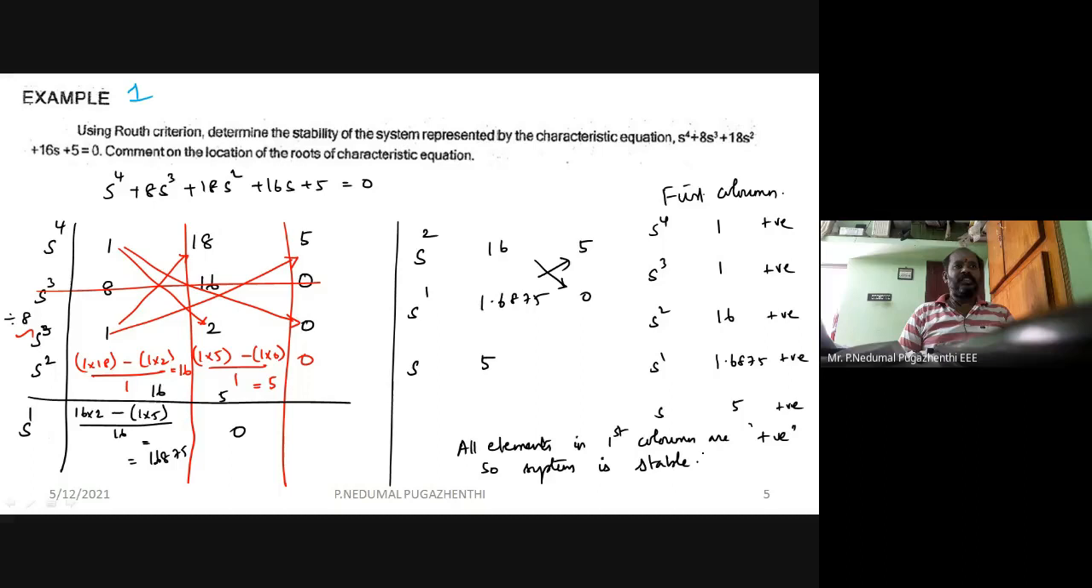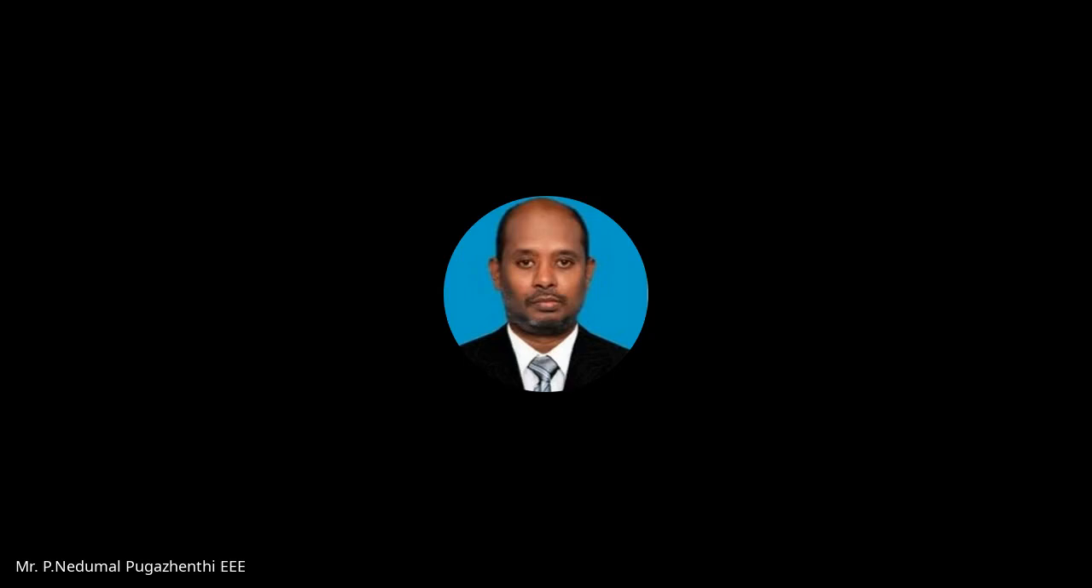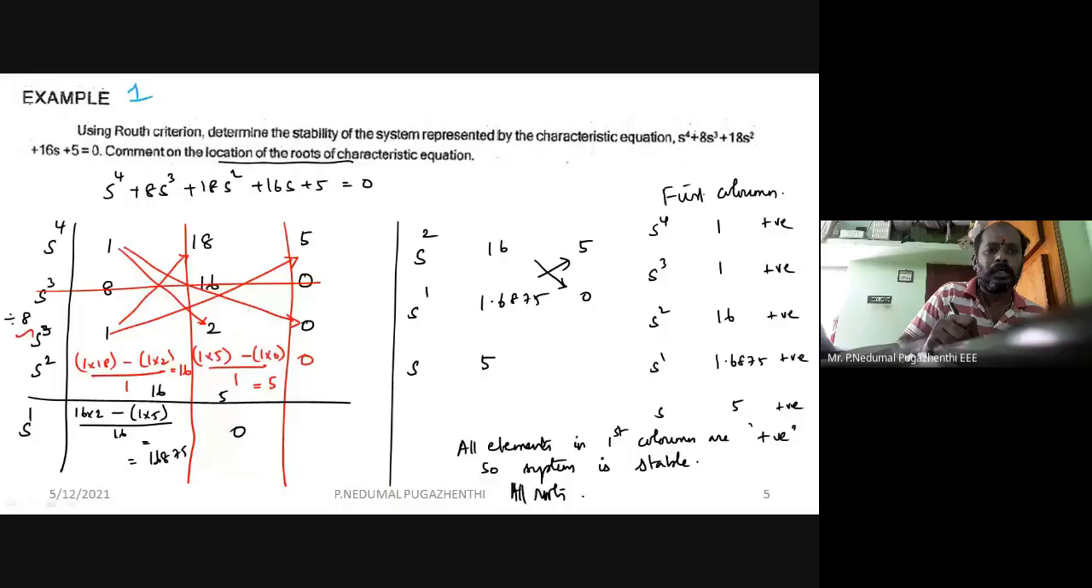Okay, so it's a simple example providing you an idea about stability. Because it is stable, all the roots will be lying on the left hand side of the S plane. No roots will be there on the right hand side. Is that okay?